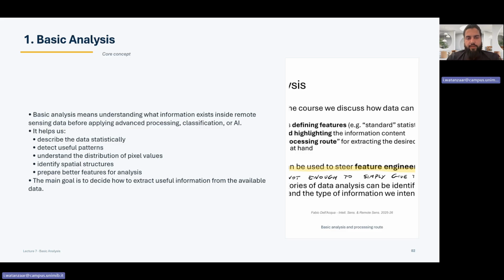Identify spatial structure. That is one of the important ideas we are going to take more interest in, like how we can identify the spatial structures. It is also based on the pixel values of the neighborhood, which really makes sense, and prepares better features for our analysis. When we have better features from the existing data, we can train the models very well. So the main goal is to decide how to extract useful information from the available data. That is the overall idea of the basic analysis, how we can derive more informed information from the currently available sensing data.